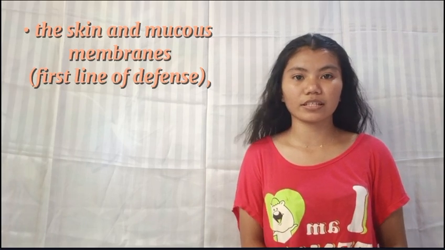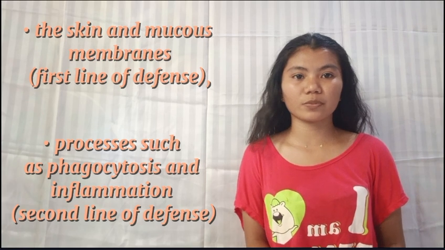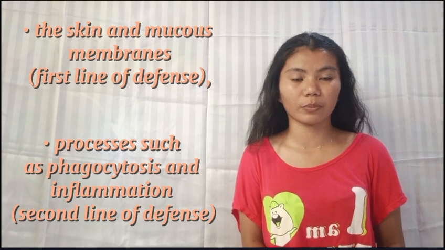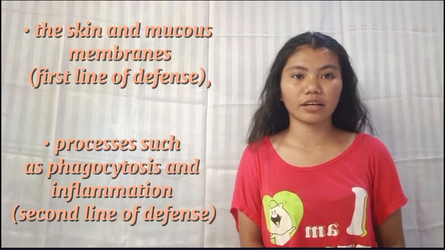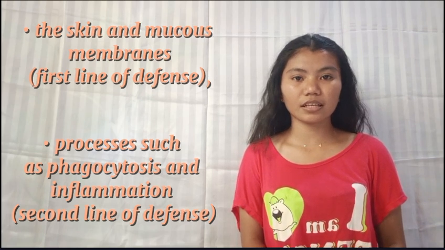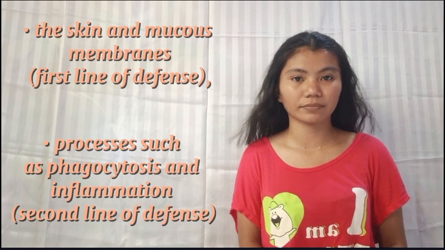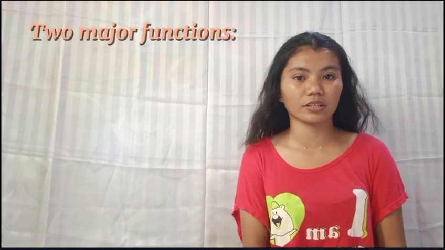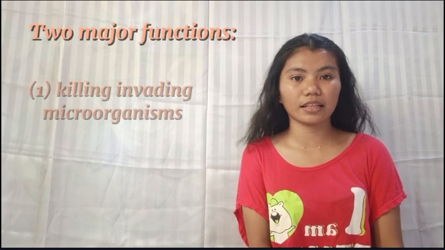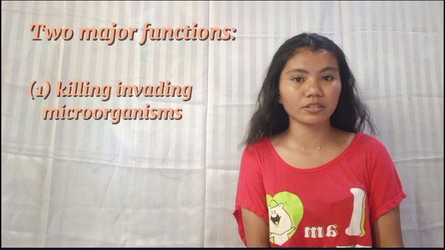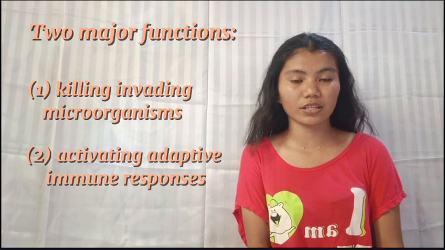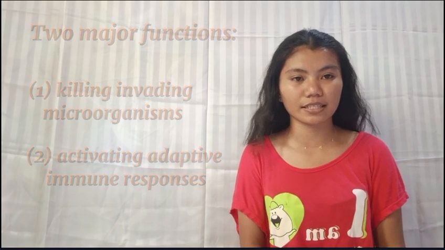And the next one is the processes such as phagocytosis and inflammation. It is the second line of defense. It is activated within minutes following exposure to the antigen. The innate arm of the immune system performs two major functions. The first one is killing invading microorganisms, and the second one is activating adaptive immune responses.